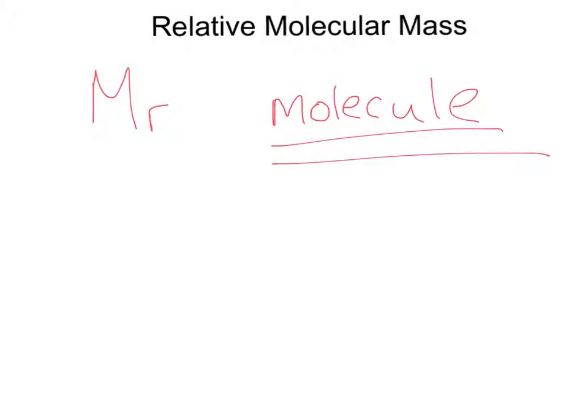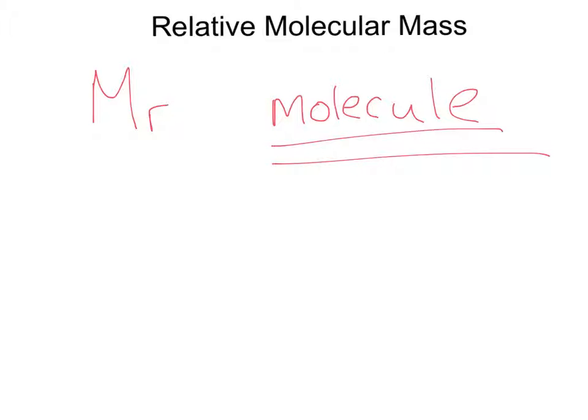So, relative molecular mass, also known as MR, is the weighted mean mass of a whole molecule compared with 1/12 of the mass of an atom of carbon-12. So, the key difference there between the relative atomic mass and the relative molecular mass is the molecule part. It's talking about more than one atom now. You can find the relative molecular mass by adding together the relative atomic masses of each atom making up a molecule.